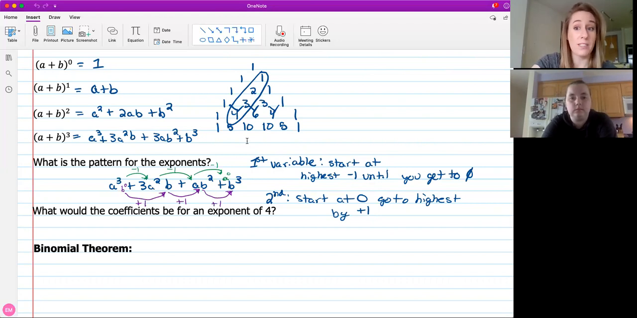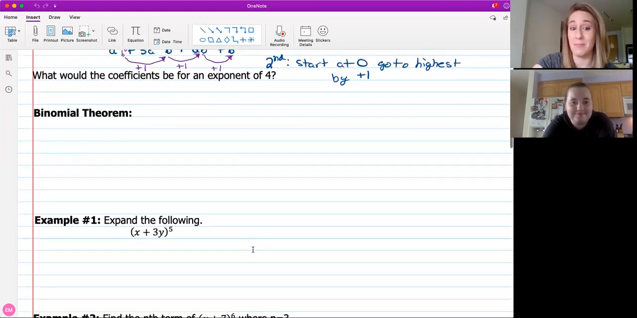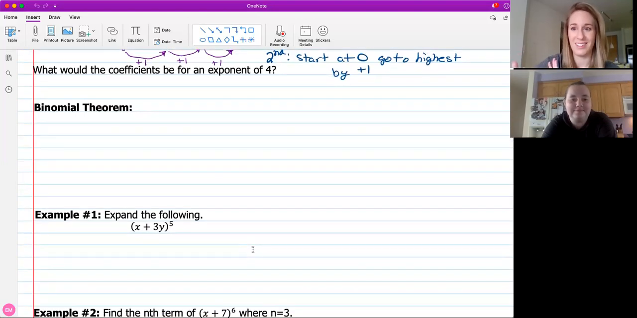I know the binomial theorem is going to look scary. Trust me, it looks scary. It's not scary. You know all the different symbols. It just looks weird put together. So I'm going to forewarn you about this. I know you're going to spaz, but it's okay. You can do this.